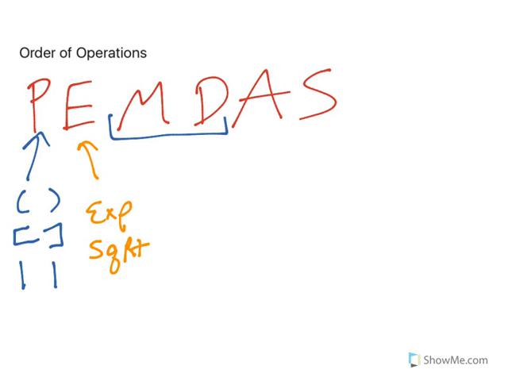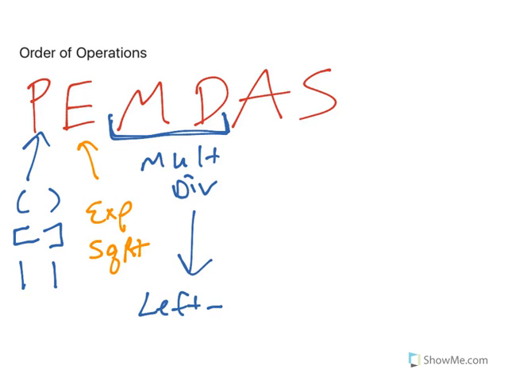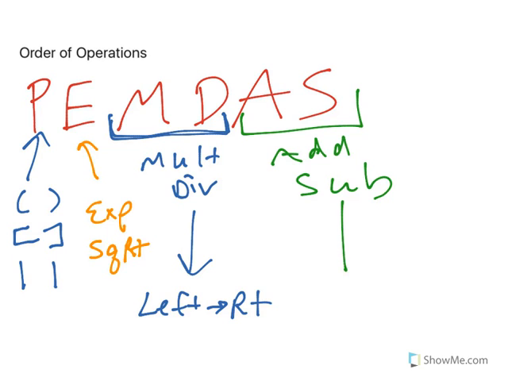And MD is multiplication and division, and those really need to go together because multiplication and division are essentially the same thing. So we're going to do those two items together, left to right, whatever we see first. Then AS would be addition and subtraction. Again, just like with multiplication and division, we're going to do those left to right. All right, let's do a couple of examples.